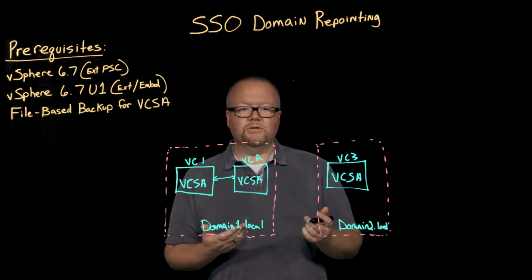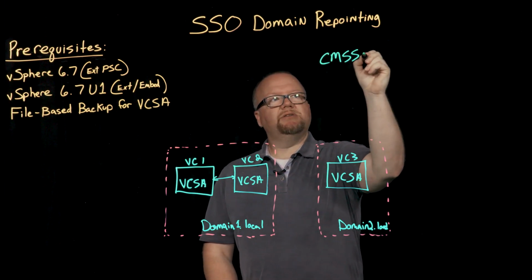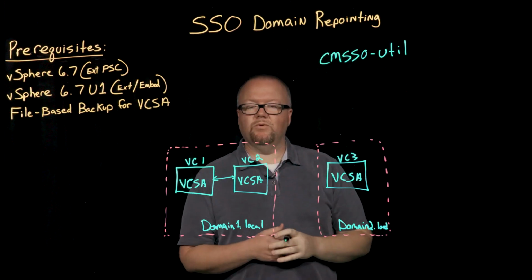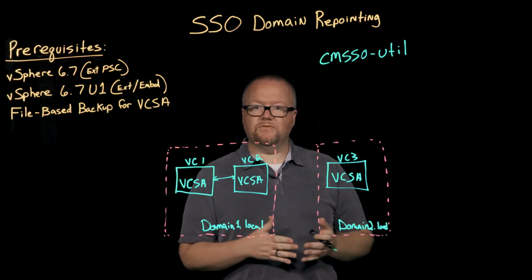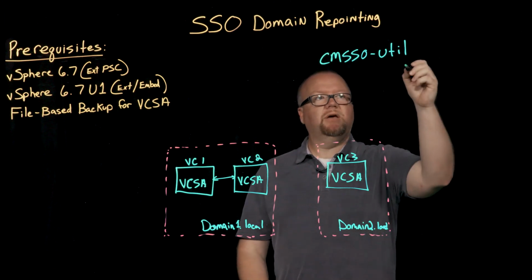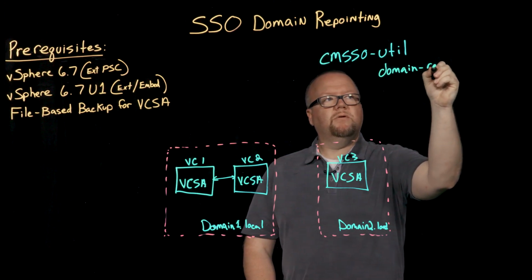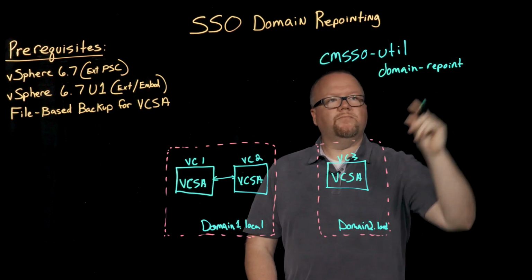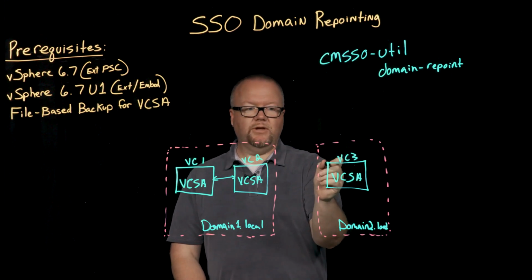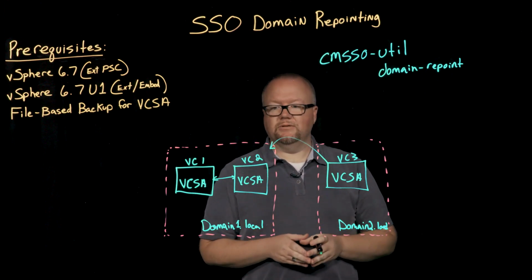So what we're going to use is a tool called CMSSO-UTIL. And we're probably familiar with that from repointing PSCs to different sites in past versions of vSphere. We have added a new function with that, and that is Domain Repoint. What Domain Repoint does is we're able to take this vCenter 3 and point it into Domain 1 and abandon the domain that it was in.